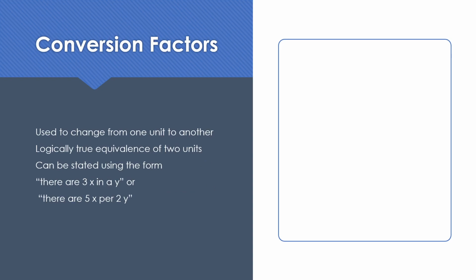So a conversion factor is functionally, and this is going to sound really weird, a logically true equivalence of two units. And you can kind of think of it as there are 3x in a y, or there are 5x per 2y. So let's think about this. There are 3 feet in 1 yard. There is 1 yard in 3 feet. So each conversion factor can be written forwards and backwards, because again, it is a logical equivalence. 3 feet is equal to 1 yard. 1 yard is equal to 3 feet by definition.